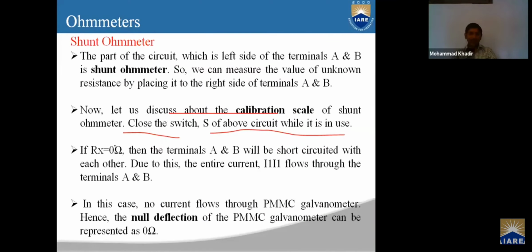So first, if Rx is 0 ohms, then the terminals A and B will be short circuited to each other. Due to this, the entire current I1 flows through the terminals A and B. So in this, no current flows through the PMMC galvanometer. Hence, null deflection will take place. So it is represented as 0.